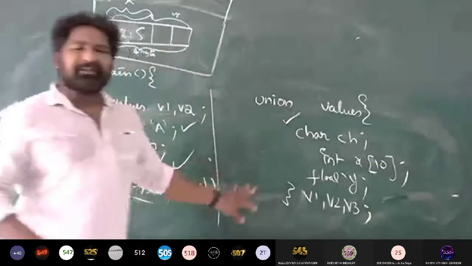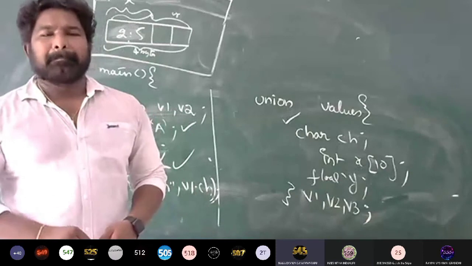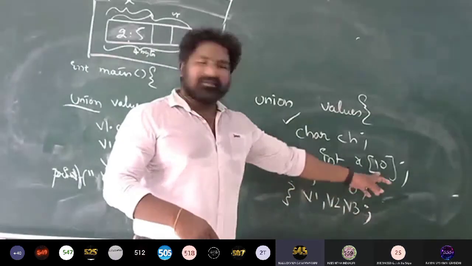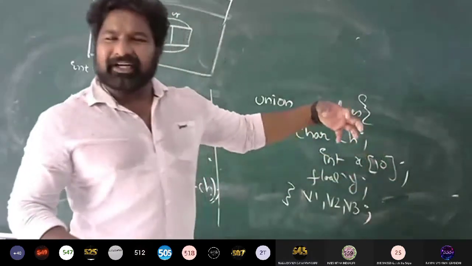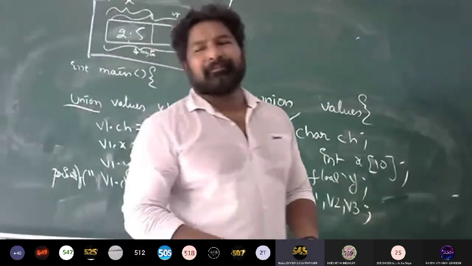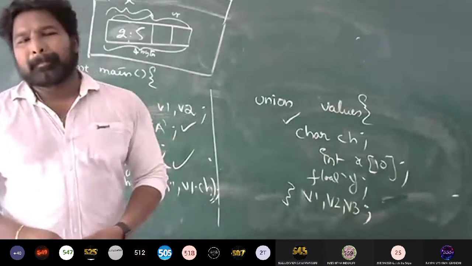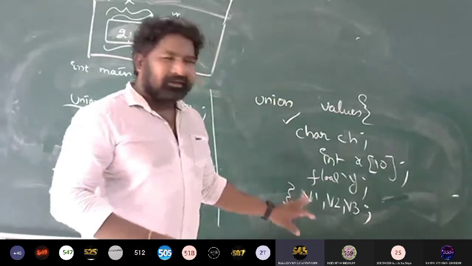Okay, what is the size of this union? 20, sir. 20 bytes, because this is an integer array. So 10 into the size of the data type, that is 2 bytes. 10 into 2 is 20. 20 bytes, right? Yes, sir.